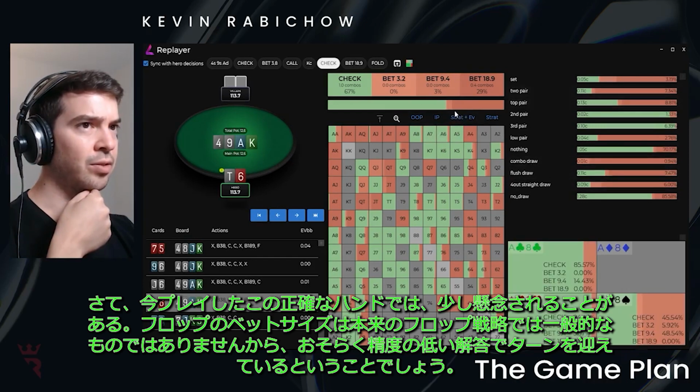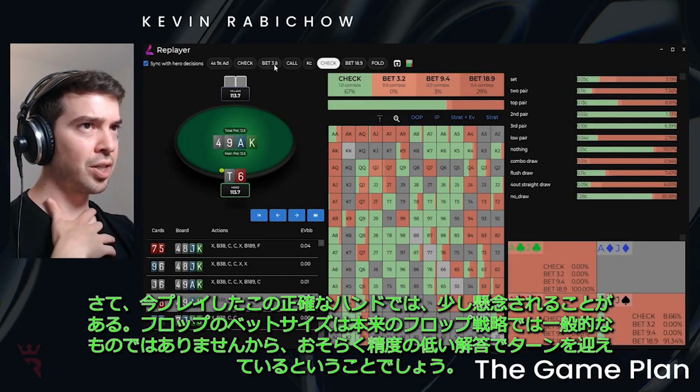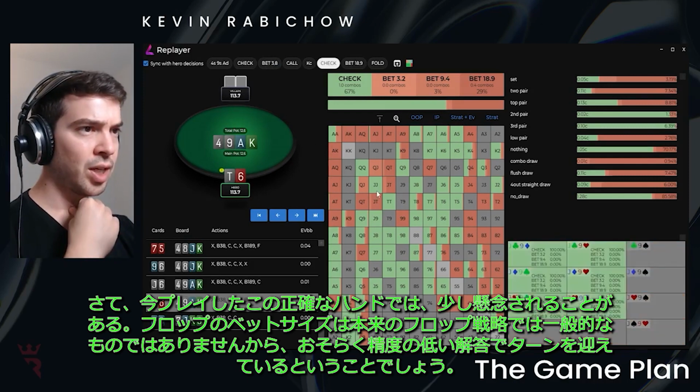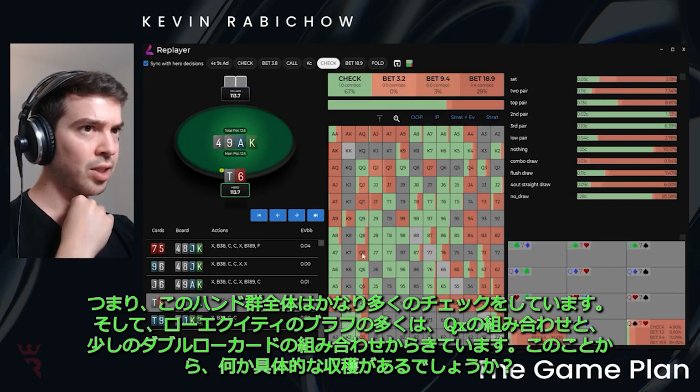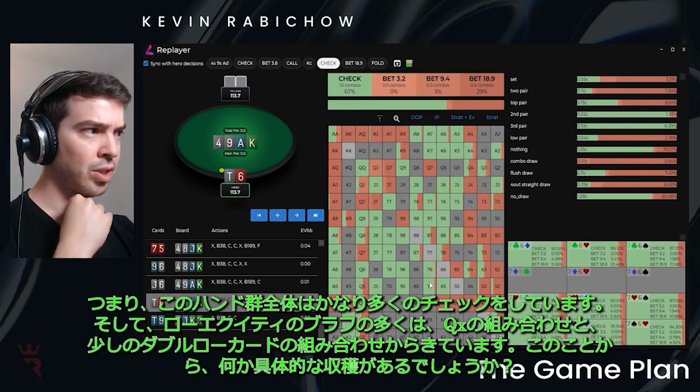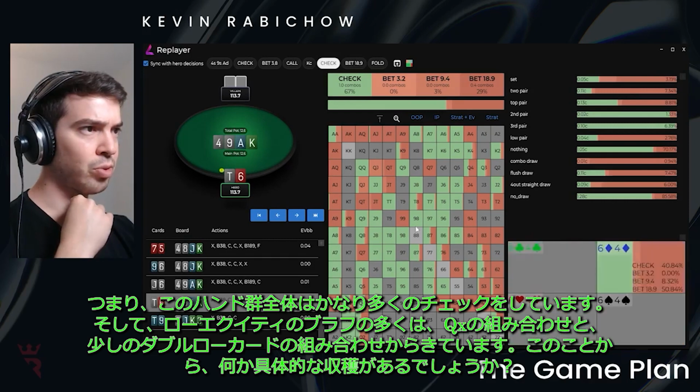So there is a slight concern that I have that in this exact hand that we just played, the flop bet size is not a common one in the original flop strategy, which means we're getting to the turn with probably a lower accuracy solution. That said, this entire set of hands here is doing quite a lot of checking, and a lot of the low equity bluffs are coming from Queen X combinations and a little bit of double low card combinations. So I do wonder if there's a tangible takeaway from this.